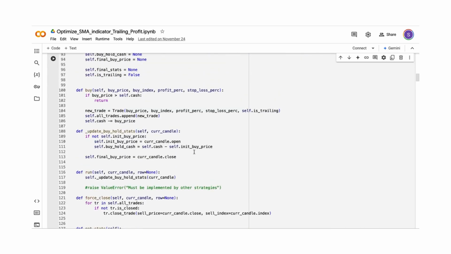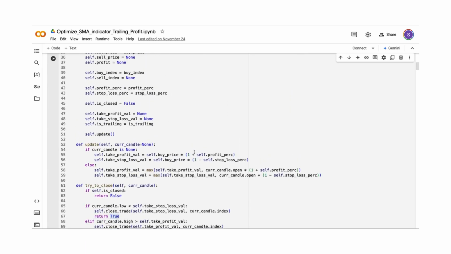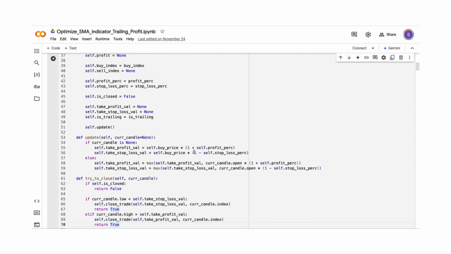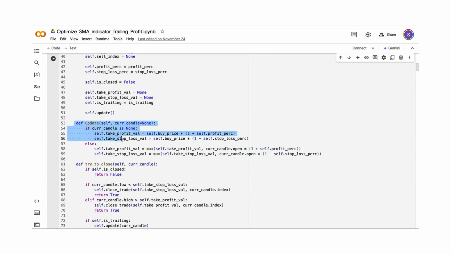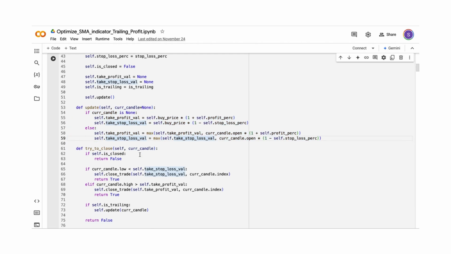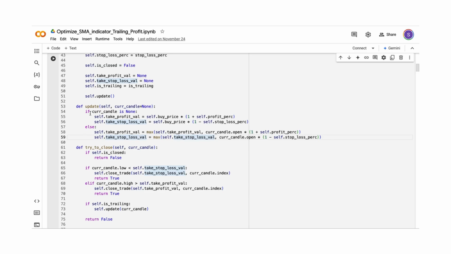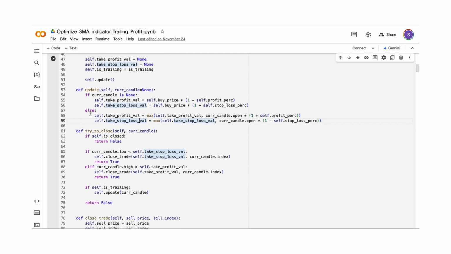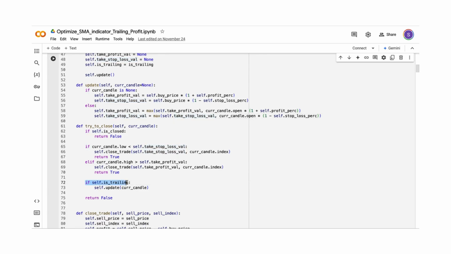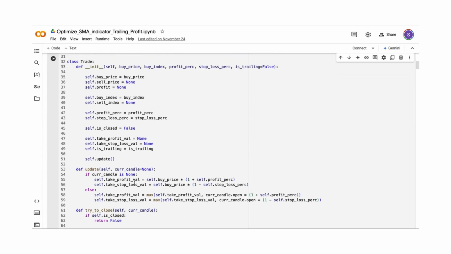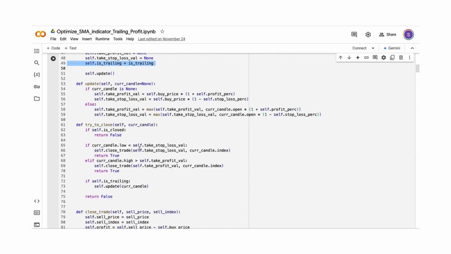So in order to add a trailing stop loss, what we do here is constantly keep updating our stop loss and our take profit values. We have a function called update, which we call at each time point. If self.is_trailing is true for a given trade, and we define is_trailing as false by default, then for that trade we call the update function.